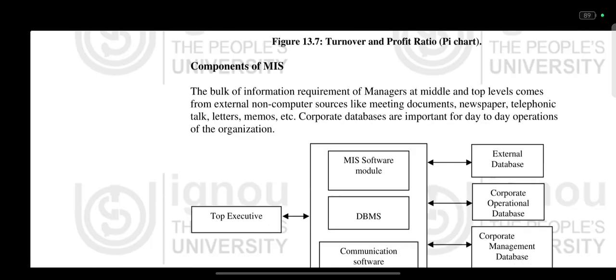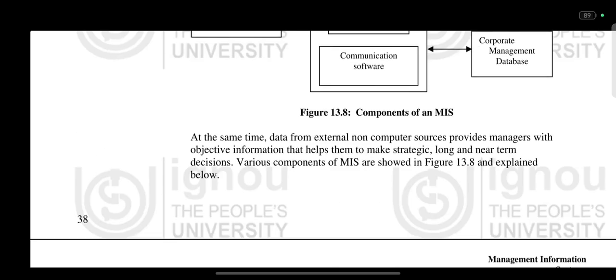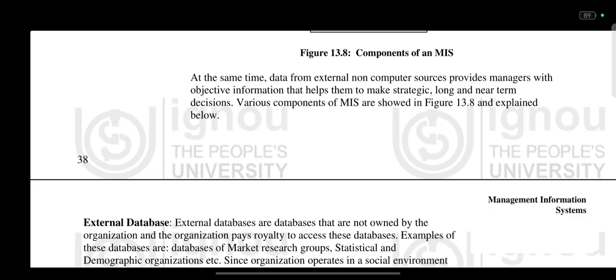Components of MIS. The bulk of information requirement of managers at middle and top levels comes from external non-computer sources like meeting documents, newspaper, telephonic talk, letters, memos, etc. Corporate databases are important for day-to-day operations for the organization. At the same time, data from external non-computer sources provides managers with objective information that helps them to make strategic long and near-term decisions. Various components of MIS are shown in figure 13.8 and explained below.